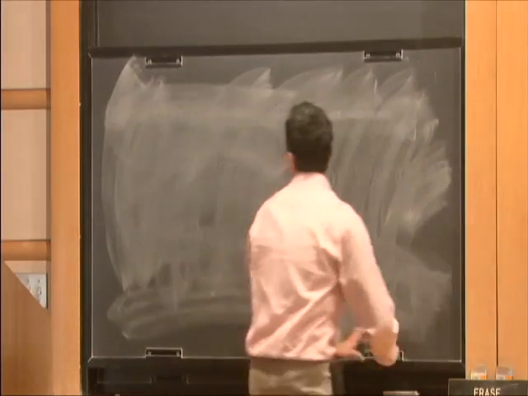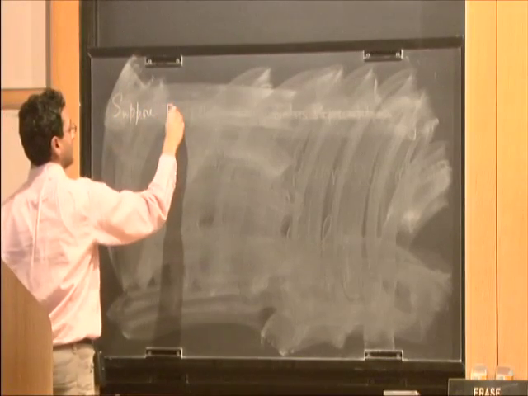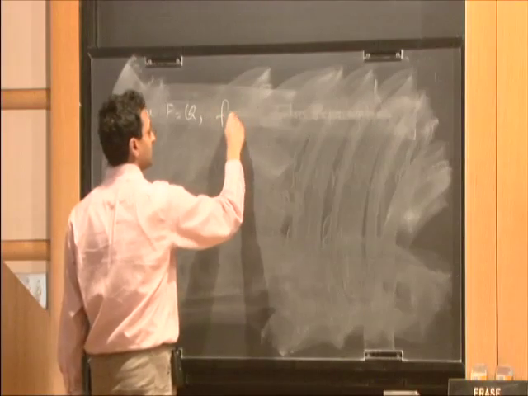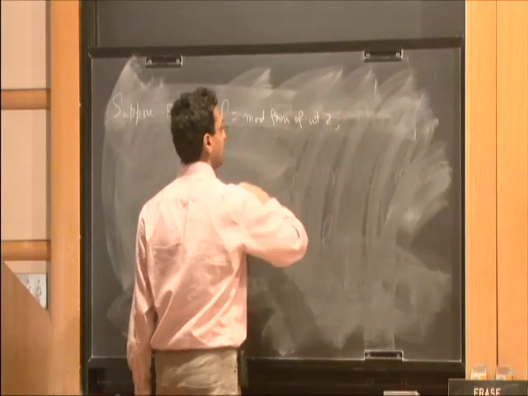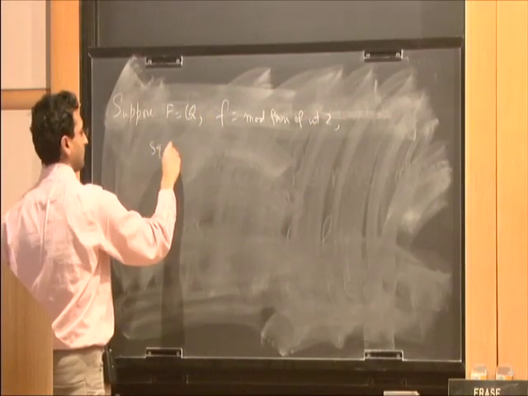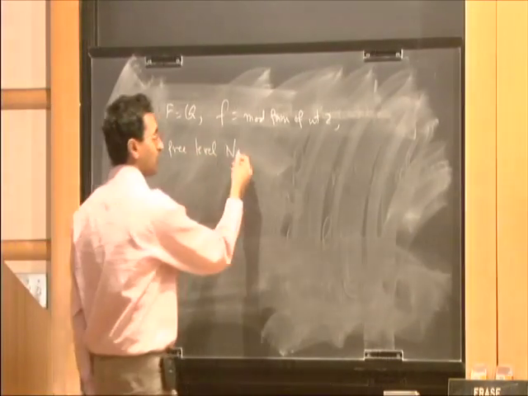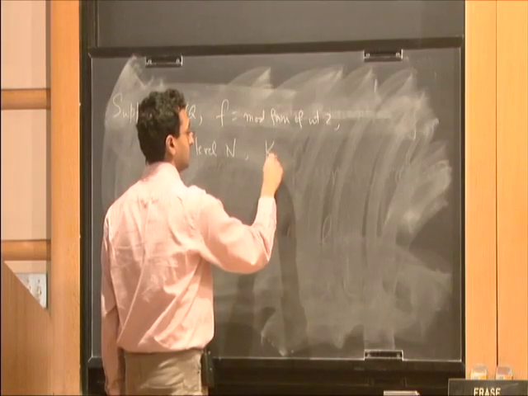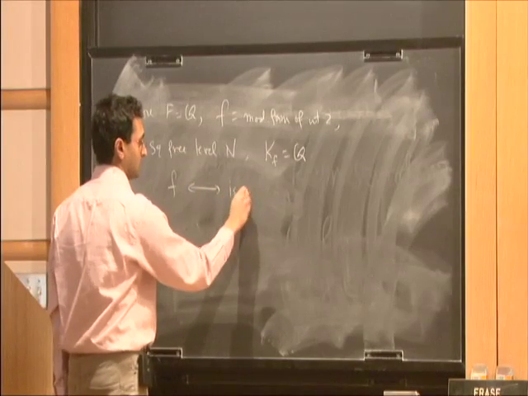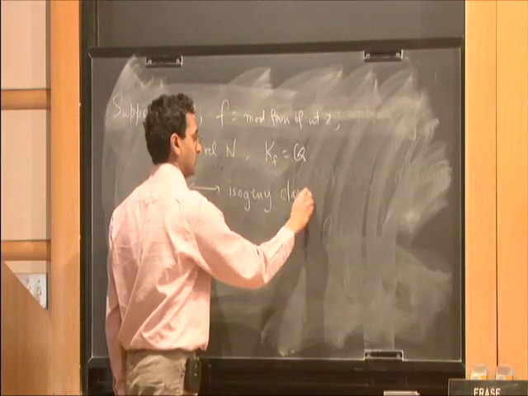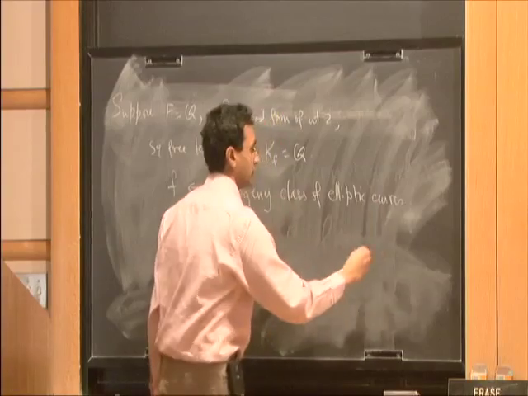Okay. So here's the setup over Q. So suppose f is a newform over Q, and we'll keep it really simple. Let's say f is a modular form of weight 2 and square free level n. Say the Fourier coefficients are in Q. So f corresponds to an isogeny class of elliptic curves over Q.